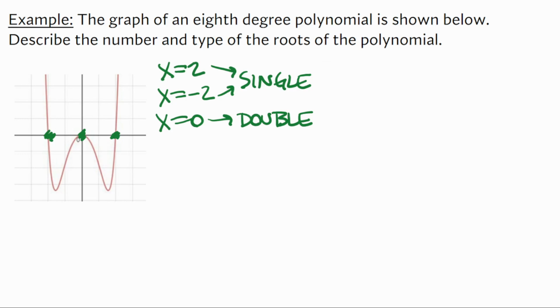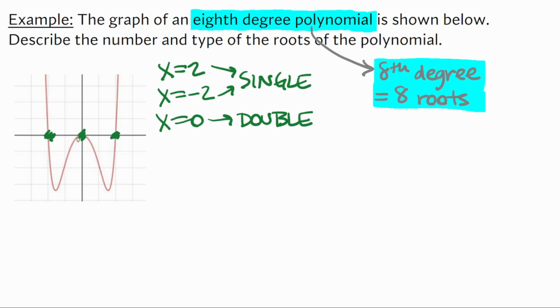But this is an 8th degree polynomial, so there's got to be 4 left over, right? Because there's got to be a total of 8 roots for an 8th degree polynomial. In fact, I'm going to even write that out. 8th degree means 8 roots up to counting multiplicities and imaginary roots. So if I've got 2 singles and 1 double, that's a total of 4. I need to get up to 8. That leaves me 4 imaginary roots is what we're calling them.